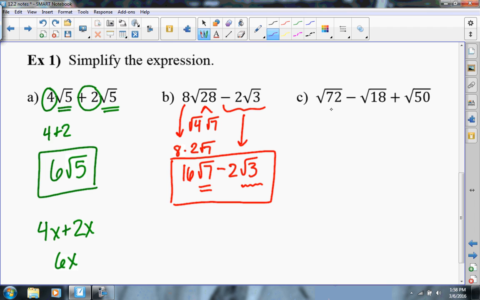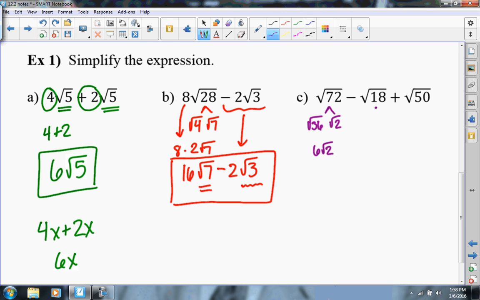I've got the square root of 72 minus the square root of 18 plus the square root of 50. None of those are perfect squares, so I'm going to see if I can break each of them down. Now 72 I can break down into 36 and 2. So that's going to be the square root of 36 and the square root of 2. And the square root of 36 is 6.